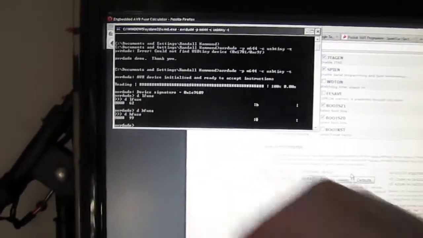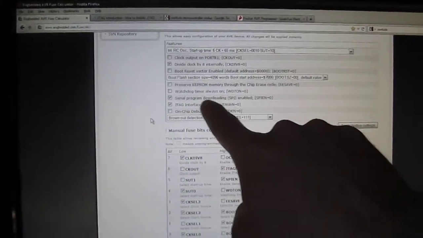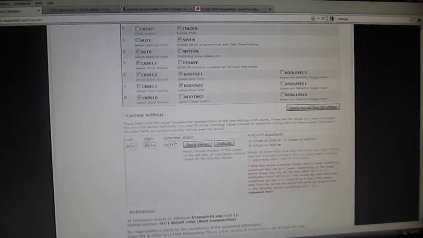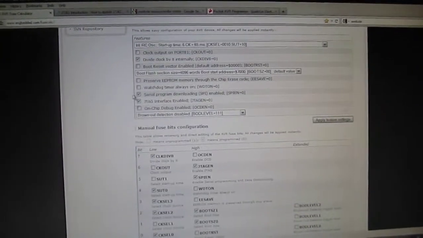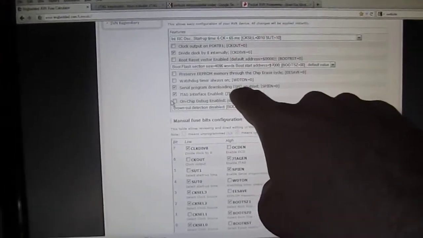I checked the fuses by default, and the low fuse is 62, the high fuse is 99. On this fuse calculator, the JTAG interface is enabled with those fuse numbers, and so that prevents you from using port C. So for me to use port C, I have to disable that. So I'm going to uncheck that, and the calculator says it changes.